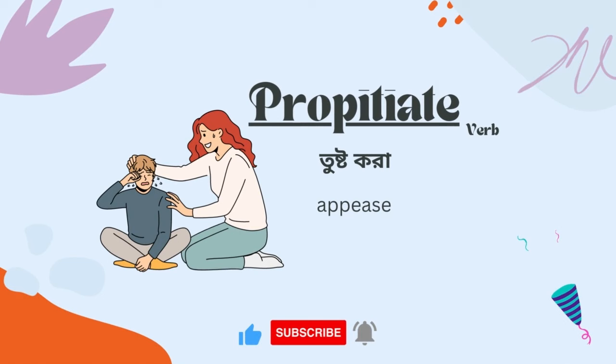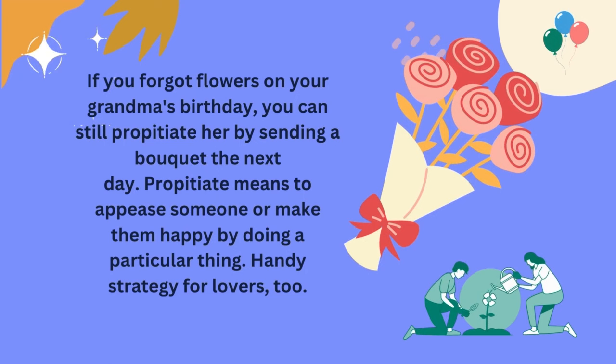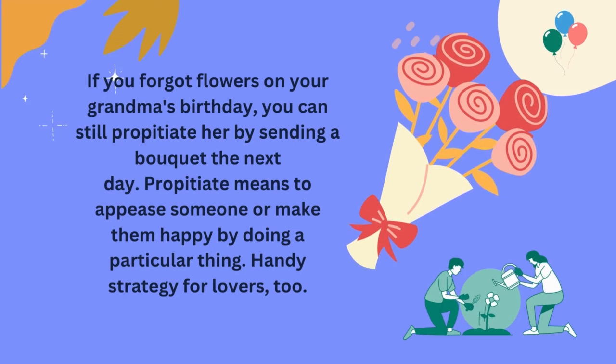Appease. If you forgot flowers on your grandma's birthday, you can still propitiate her by sending a bouquet the next day. Propitiate means to appease someone or make them happy by doing a particular thing. Handy strategy for lovers, too.